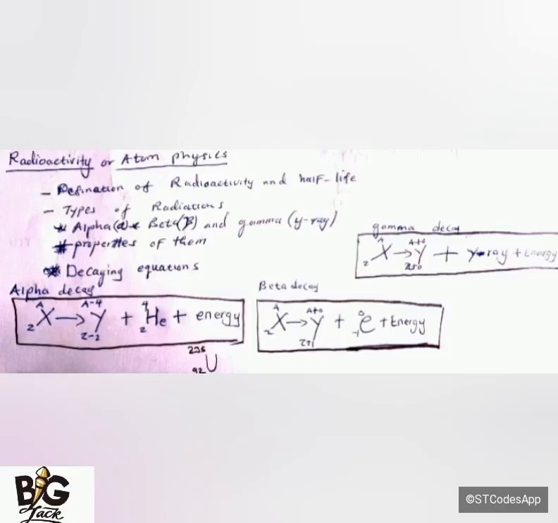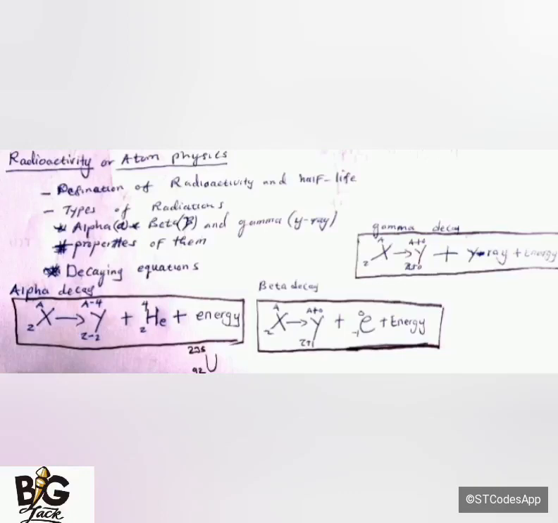Then the last one is gamma ray. This one can't be affected by the magnetic field and electric field. It travels in a straight line, and it is neutral. It doesn't have a charge.